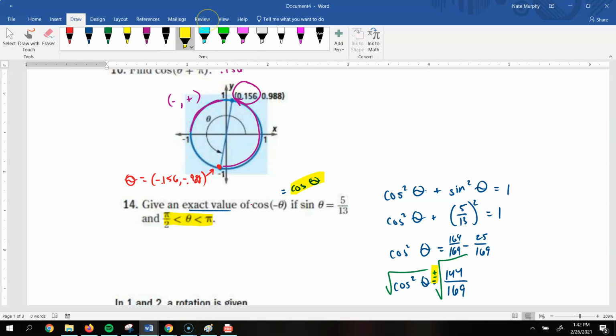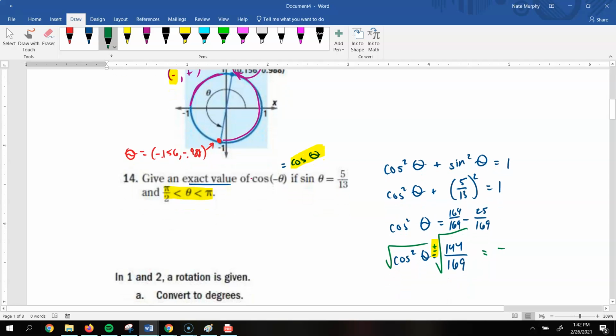We're trying to find the cosine, and so the cosine is going to be negative. So when I go to get my answer here, instead of worrying about both solutions, I'm only worried about the negative solution. The square root of 144 would be 12, and the square root of 169 would be 13. So our answer for number 14 here would be negative 12/13.